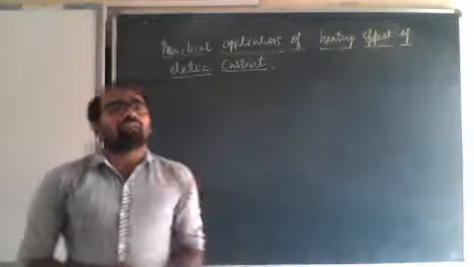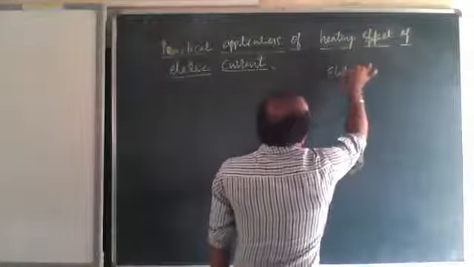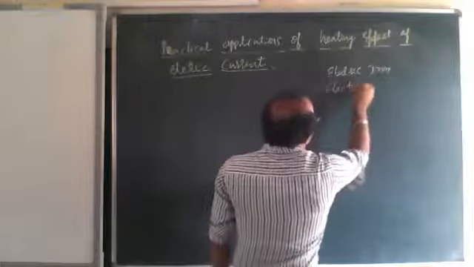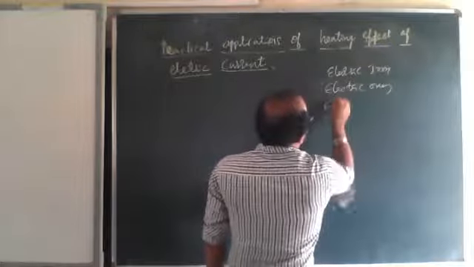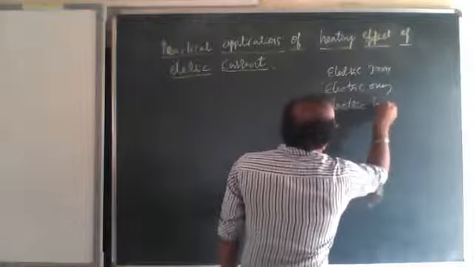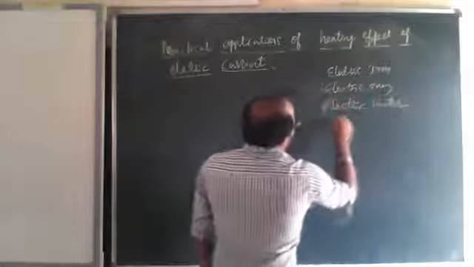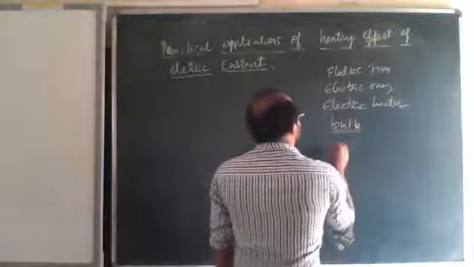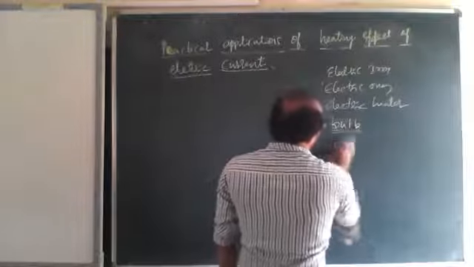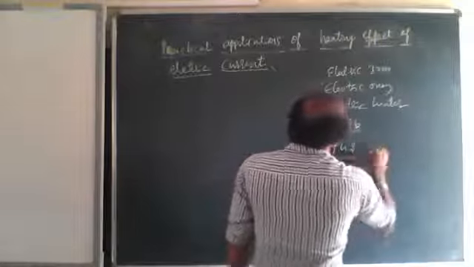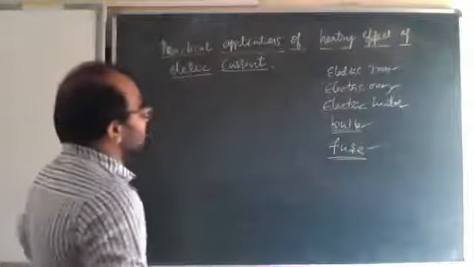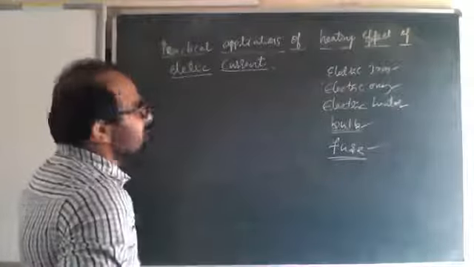So what are the practical applications of heating effect of electric current? As we know, there are a lot of practical applications. We have seen the electric iron, electric oven, electric heater coils, then the bulb, then the fuse. These are examples of practical applications of heating effect of electric current, or where the heating effect of electric current is used.